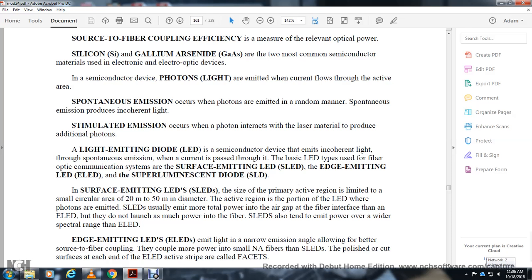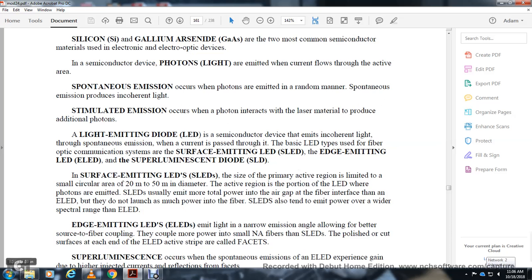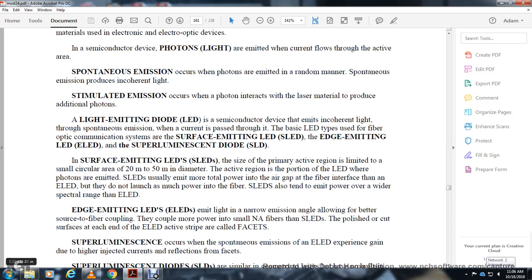Surface light emitting diodes also tend to emit power over a wider spectral range than edge light emitting diodes. Edge emitting LEDs emit light in a narrow beam angle along their source-to-fiber connection, coupling more power into the numerical aperture of the fiber. The surface of the edge light emitting diode's active stripe ends are polished and called the facets.